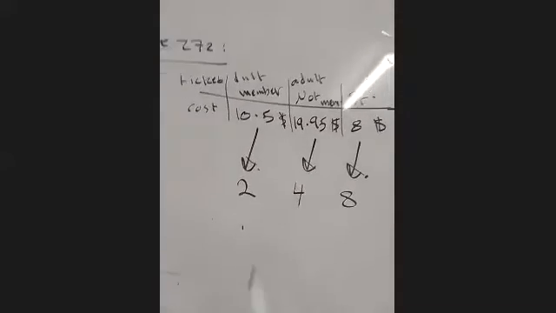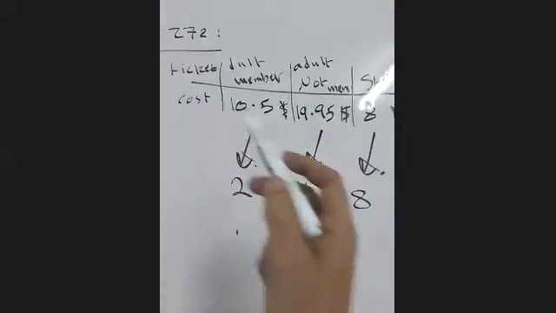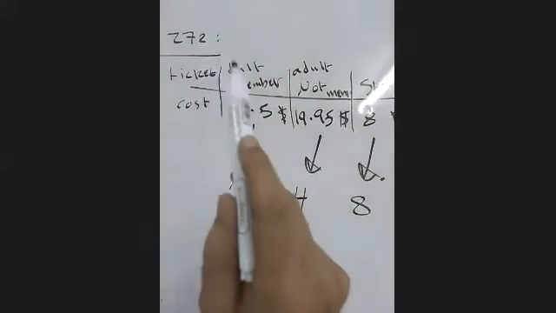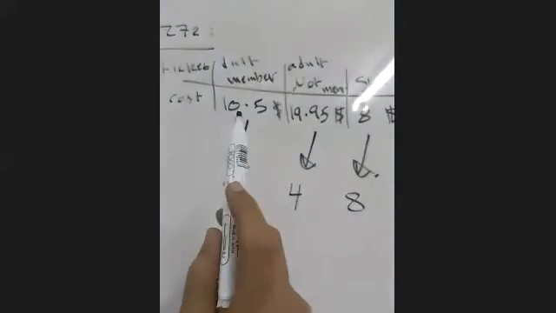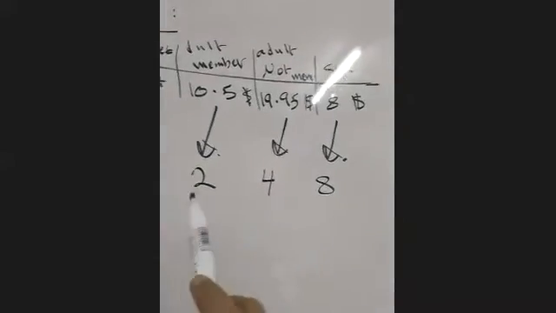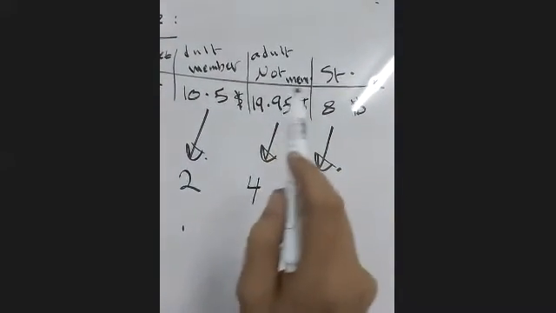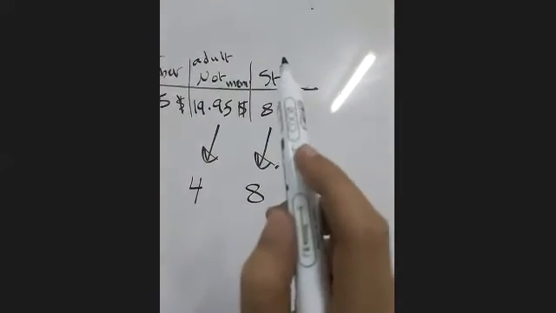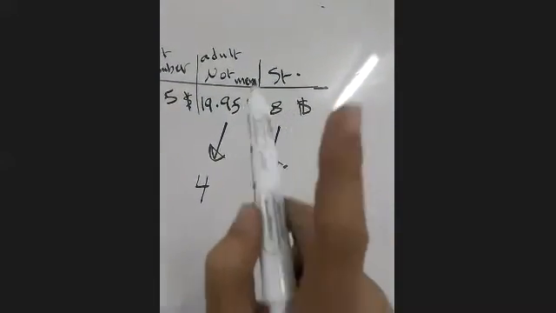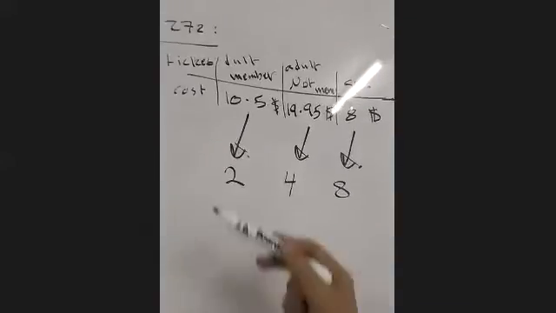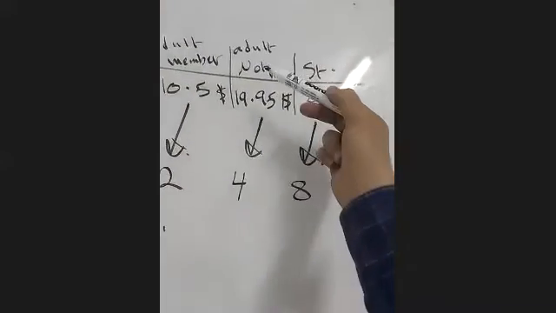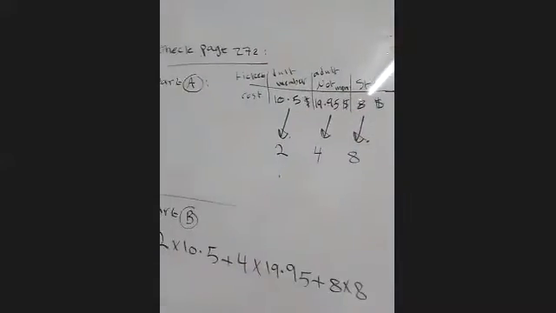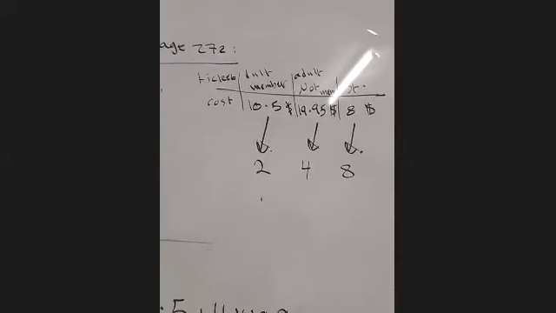Now here, I made this table for this check. If you want to make it, it's okay. We have tickets and we have the cost of them. If you are an adult and member, the cost will be 10.5. If you are an adult and not a member, the cost will be 19.95 for each ticket. If you are a student, the cost will be $8 for each student. But if we have 2 adult members and 4 adult non-members and 8 students, what will the total cost be, Ammar? How will you do it?